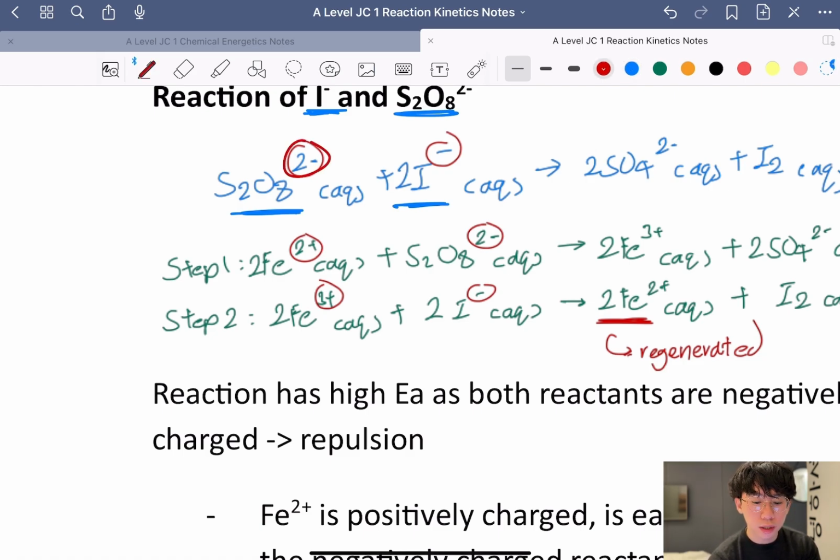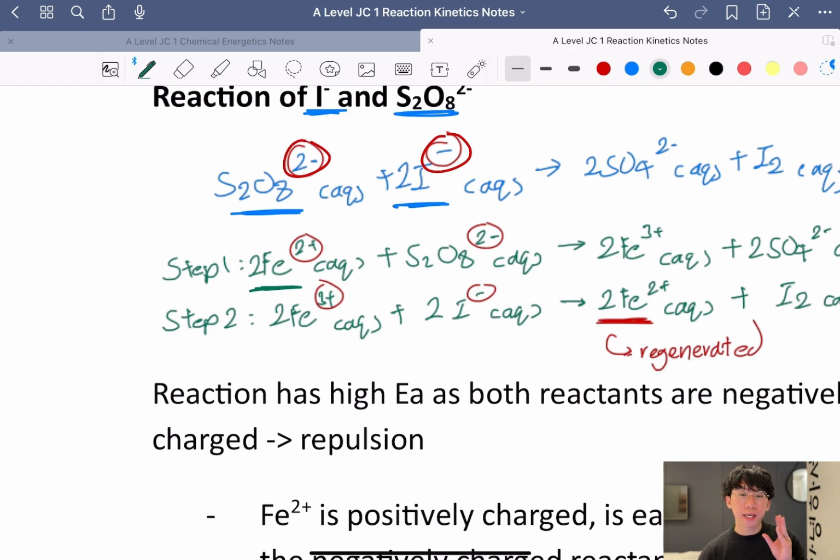And as we all know, negative charges don't really like each other and would repel each other away. Therefore, your rate of reaction would be slow. However, with the use of a catalyst, in this case, your Fe2+ over here, you can undergo a multi-step reaction that is an alternative reaction pathway.